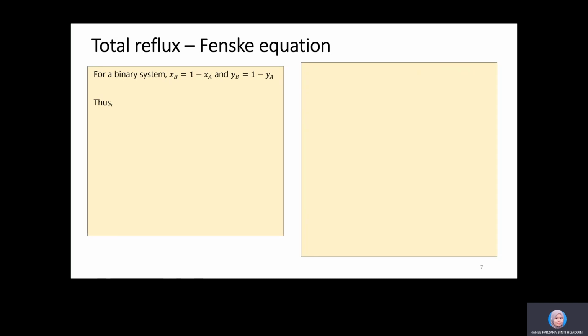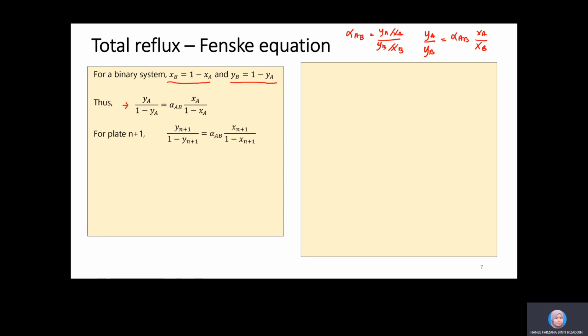Okay, so for a binary system, XB equals 1 minus XA and YB equals 1 minus YA. And just now, alpha AB is equal to YA over XA divided by YB over XB. And this one you can rearrange into YA over YB equals alpha AB times XA over XB. So from here, you can write the relationship as this equation here. And for plate n plus 1, you can say that yn plus 1 over 1 minus yn plus 1 equals alpha AB times xn plus 1 over 1 minus xn plus 1. Okay, because XA and YA are just the relationship for the more volatile component A here.